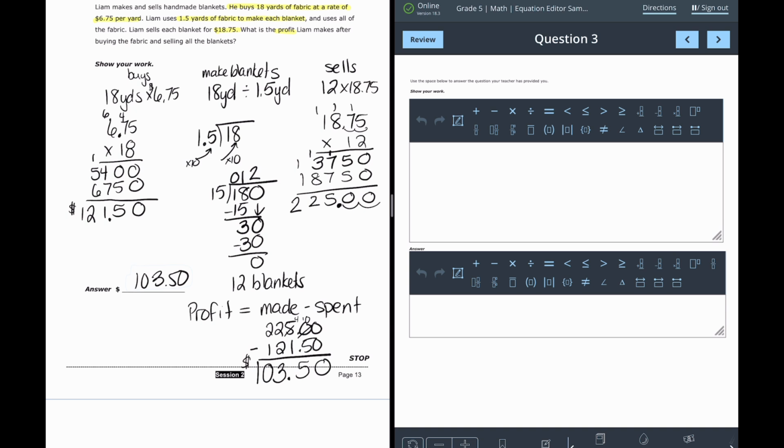So yeah, a lot of stuff here. There were like 4 different things I had to do in this problem. I had to buy the blankets and figure out how much that was. I had to make the blankets and figure out how many blankets he could make. And then I had to sell the blankets and figure out how much money he makes from that. And then I had to finally get the profit. So this is a lot. I'm not going to pretend it's not. This was absolutely a lot to do.